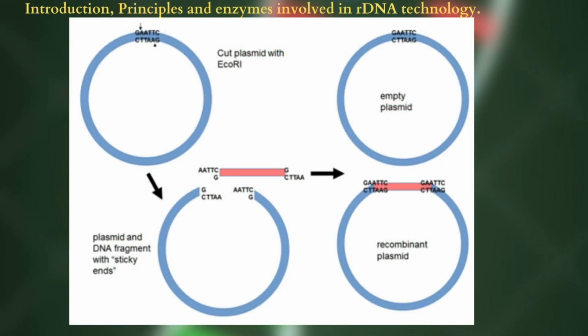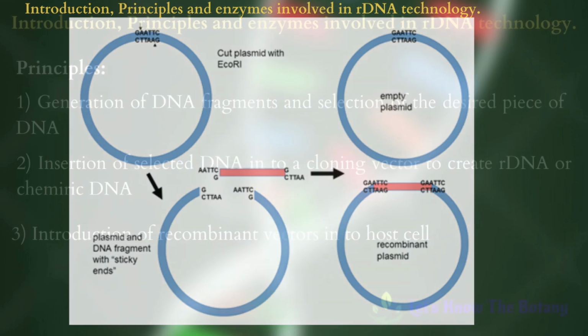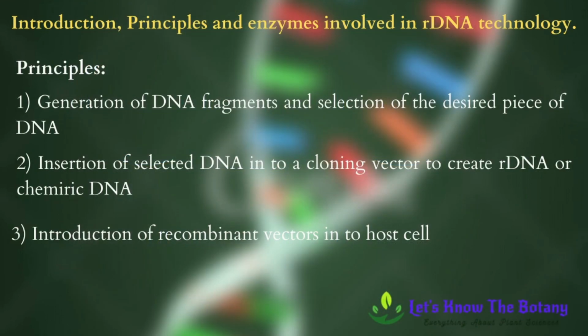In this figure you can see an empty plasmid, where the empty plasmid has been cut at a specific sequence, and this specific sequence, a DNA fragment with sticky ends, has been incorporated into the plasmid. This produces a recombinant plasmid, a new plasmid with the new sequence.